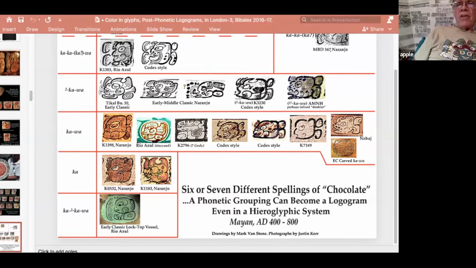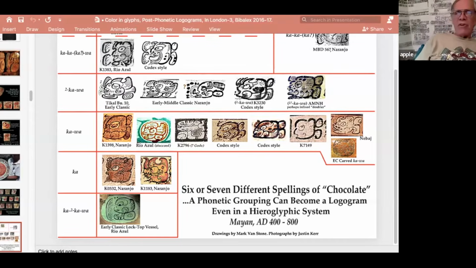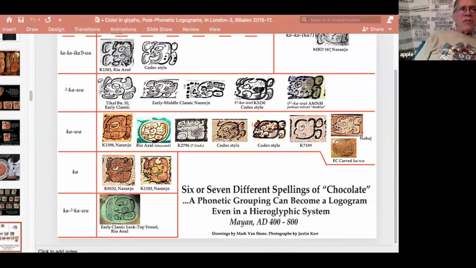The wa is clear here in this American Museum of Natural History glyph. So this is the number 2 plus a ka and a wa. This is ka, and wa. This is no number 2, no extra ka. You often see it spelled just kawa, with a wa and a ka.